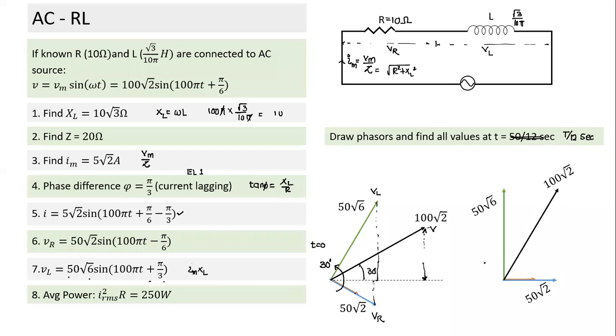This angle was 30, so now this angle becomes 60. This angle was 60, now it has become 90. Even at this instance also, this will be the y coordinate. This y coordinate or projection of phasor on y-axis will indicate instantaneous value of applied voltage. This will indicate voltage across inductor, which will be maximum value.